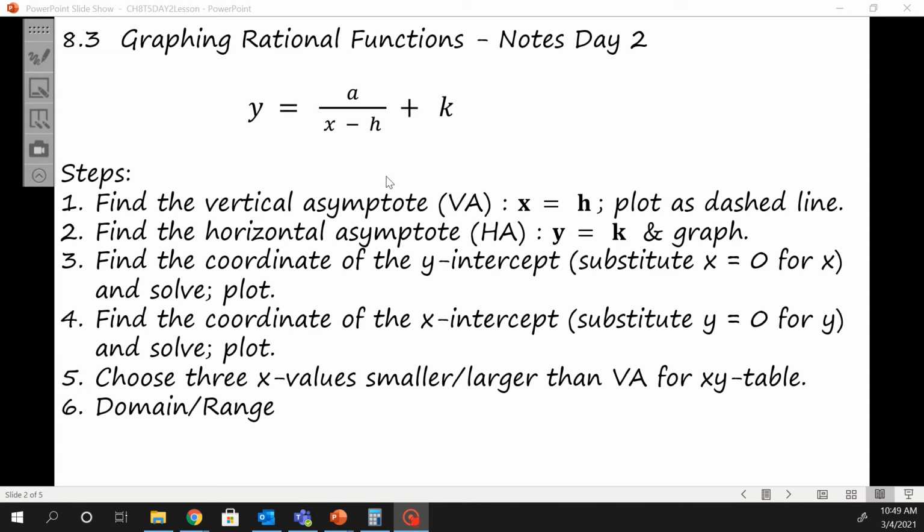First we find the vertical asymptote, which is equal to the h value. That's going to be the undefined restricted value that makes the denominator equal to 0. That will be the vertical asymptote, a dashed line up and down. Horizontal asymptote will be equal to the k value.